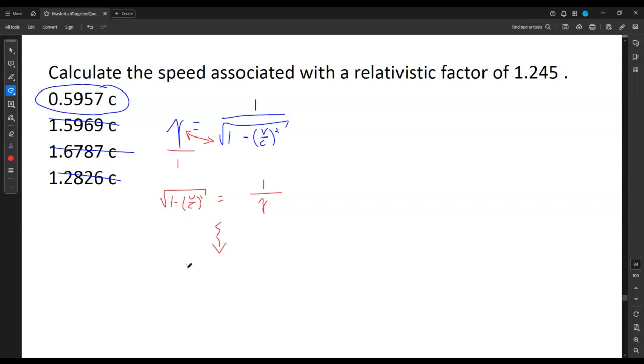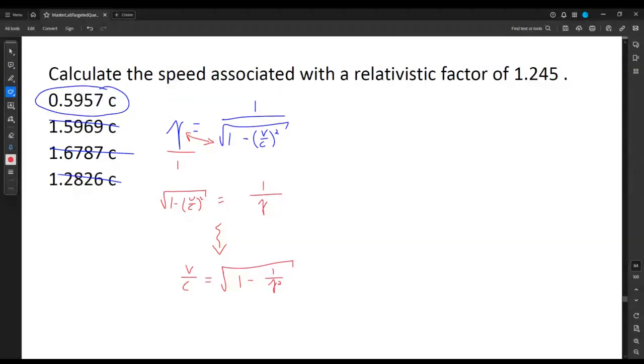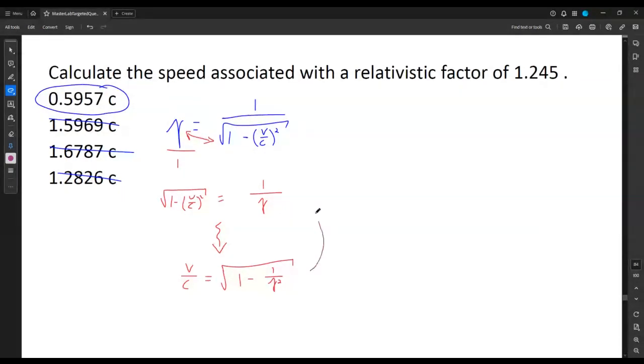And so we get to v over c is equal to the square root of 1 minus 1 over gamma squared. Okay, and then because a lot of times the velocities are in terms of c, like these are here, our final step would be to get rid of the c on the bottom of this. Technically that means you multiply both sides by c.